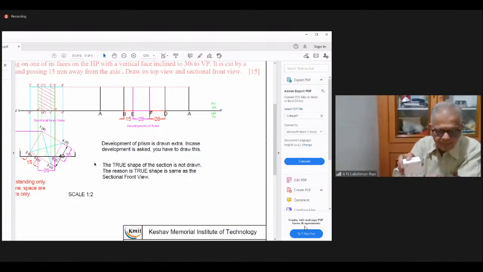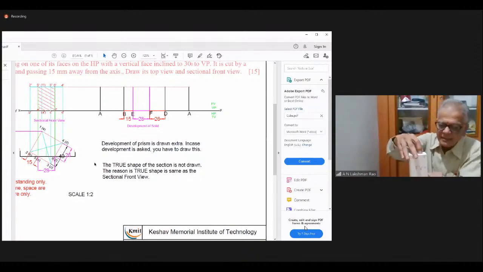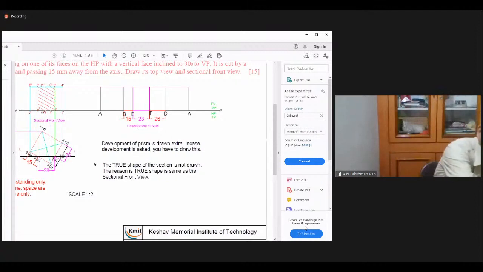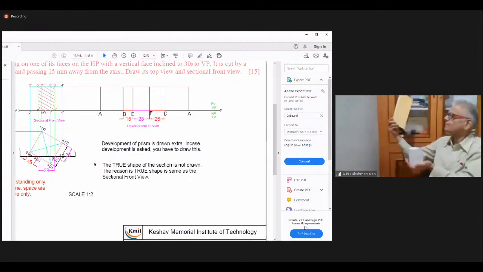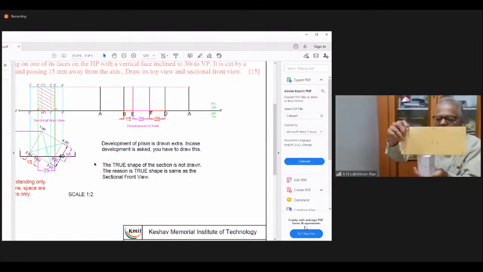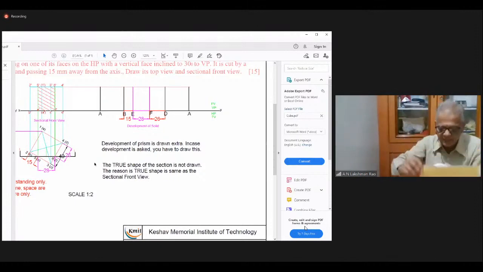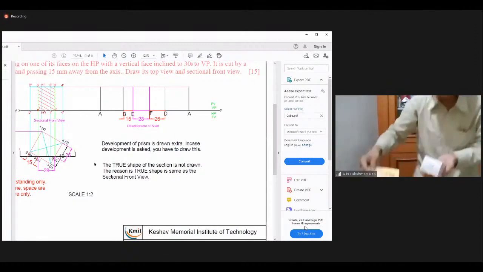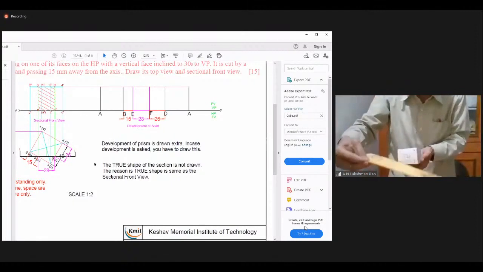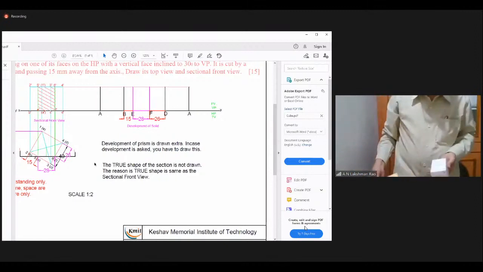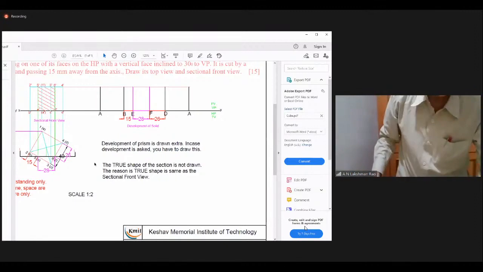Resting on HP, this one side is inclined at 30. It is parallel to VP. Section plane is parallel to VP. It is cutting here like this. And this cutting plane, from center, it is 15 mm. That's all. Such a simple problem, I know.